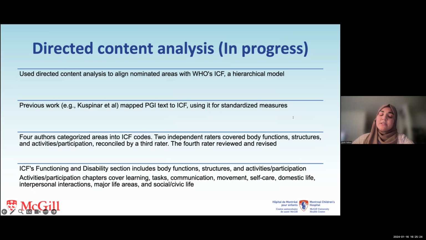The functioning and disability section of the ICF encompasses components such as body function, structures, and activities or participation. Activities or participation, because the participation is only in the ICF and it's not in the Wilson-Cleary model. So chapters within the activities or participation component included diverse domains like learning.